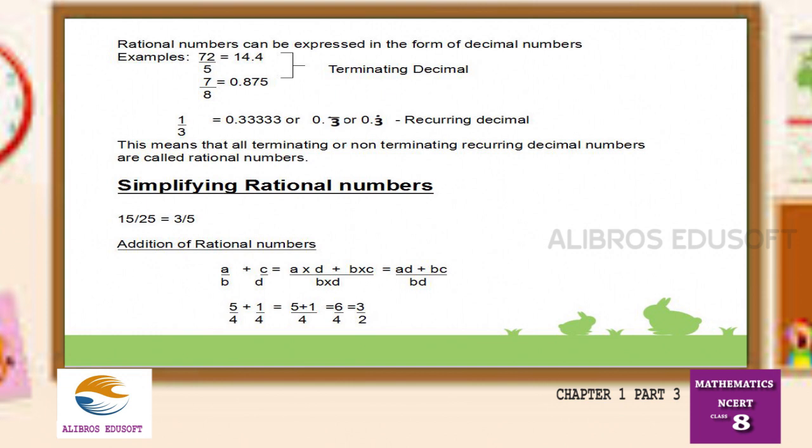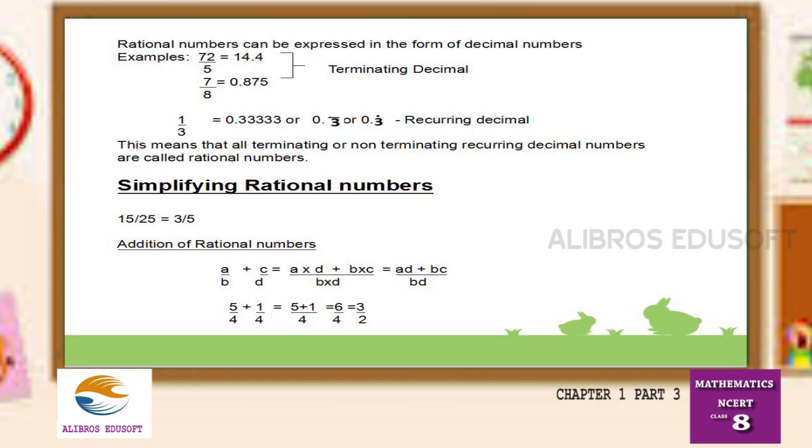Let us check the addition of rational numbers. A by B plus C by D is equal to A into D plus B into C divided by B into D, that is, AD plus BC by BD. Shall we see one example? Yes, let us check. 5 by 4 plus 1 by 4. The denominators are equal, so that is equal to 5 plus 1 divided by 4, that is 6 by 4, which is equal to 3 by 2.